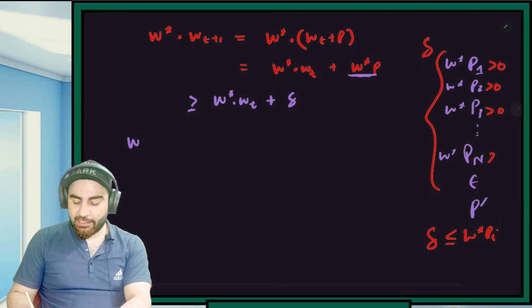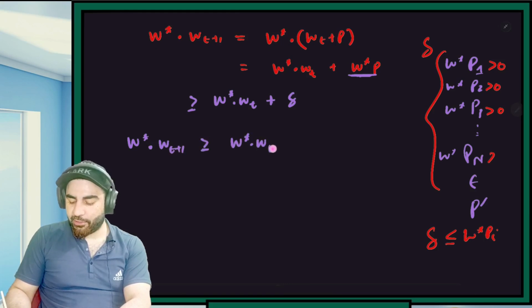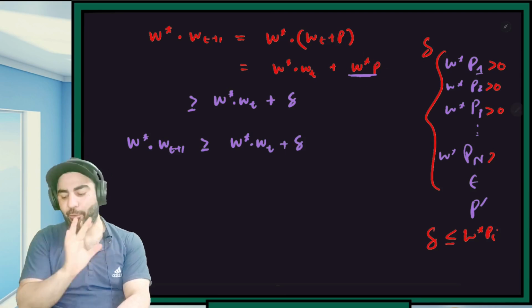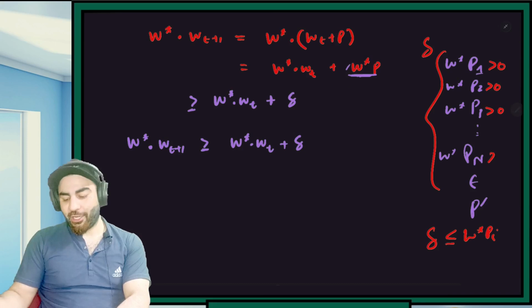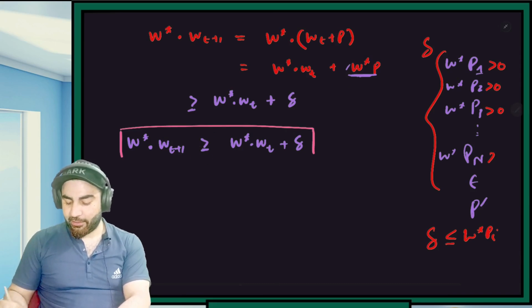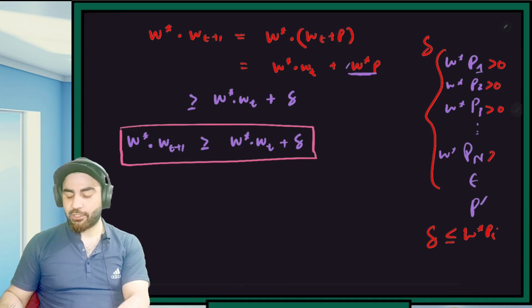So now W star Wt plus 1 is greater than or equal to W star Wt plus delta. Why? Because this is the least point. So if I take any random point, that will be either equal to or greater than. That's why I have written greater than or equal to. Everybody should agree on this point with me. Okay, if you understood the definition of delta, this is what I came to.